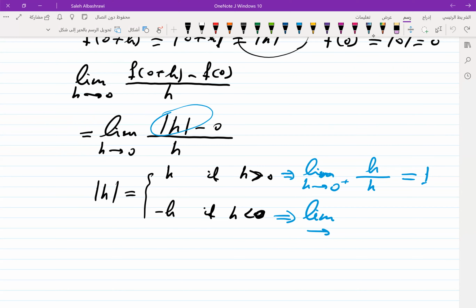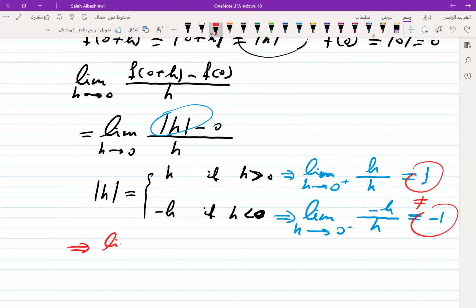For the left limit, h goes to 0 minus, it will be minus h divided by h. And minus h divided by h is equal to minus 1. And it is very clear that the left limit and right limit are not equal, which means the limit does not exist. So this will give me that the limit of h over h as h goes to 0 does not exist.